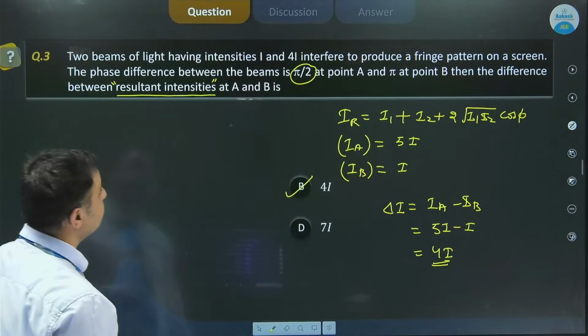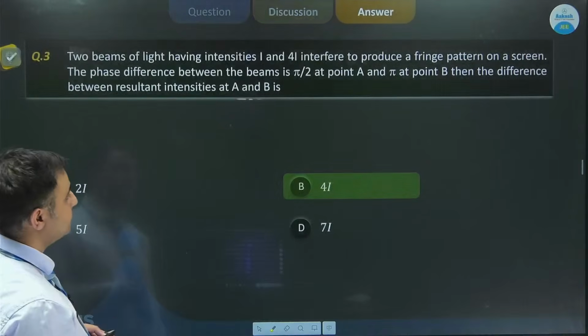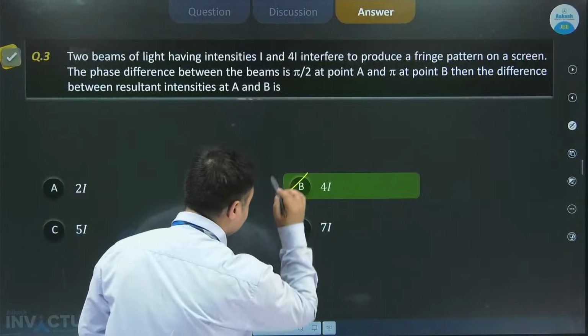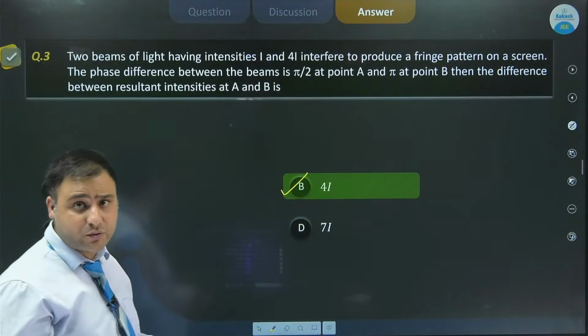Let's see the answer. Okay, option B is correct. Now let's move on to the next question.